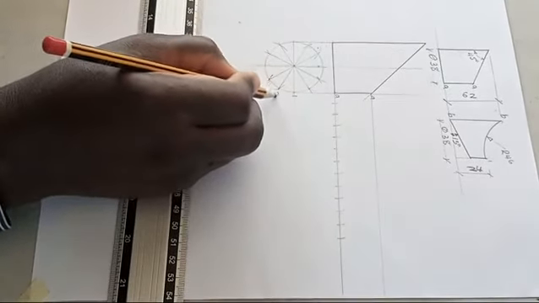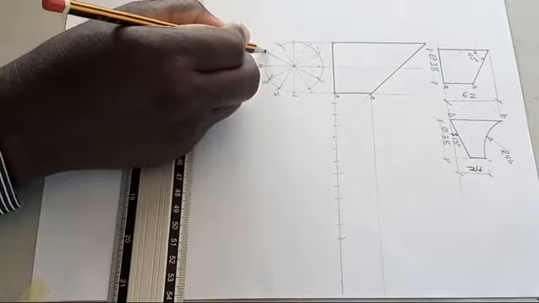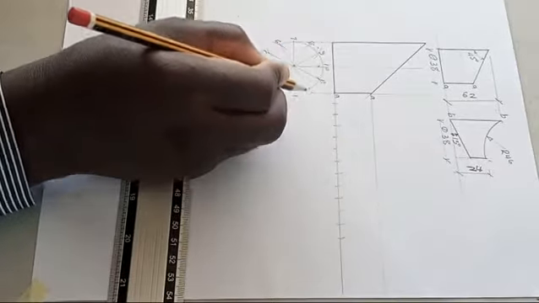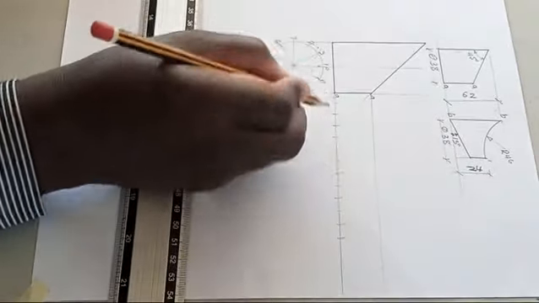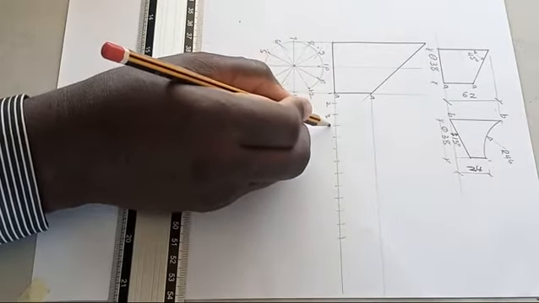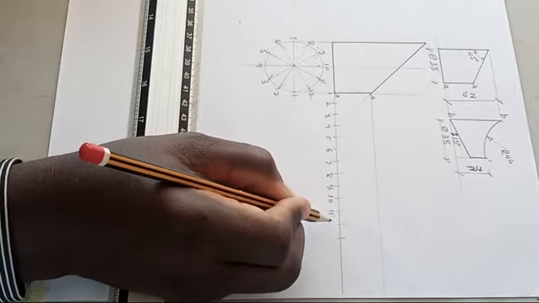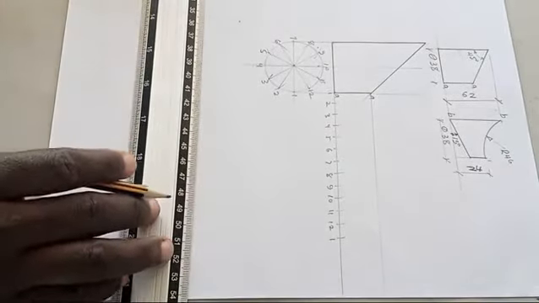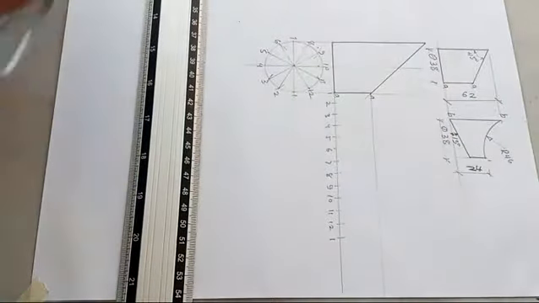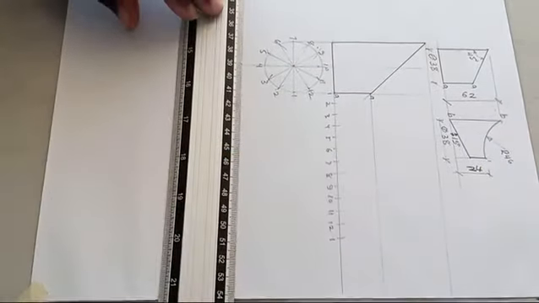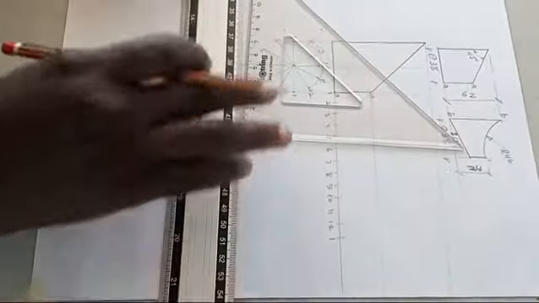So this will be 1, 2, 3, 4, 5, 6, 7, 8, 9, 10, 11, 12. Then you label this one too: 1, 2, 3, 4, 5, 6, 7, 8, 9, 10, 11, 12, and back to 1. We still need to draw a horizontal line here too, like that. So now we'll begin to draw vertical lines from all these points, all the divisions we have.